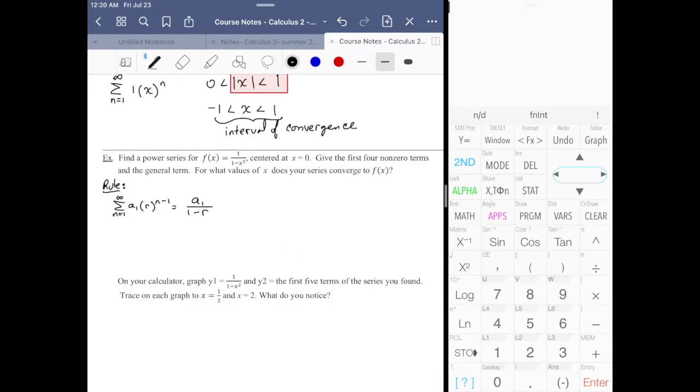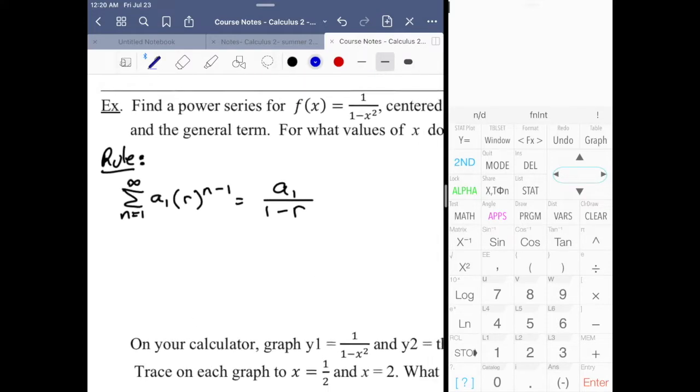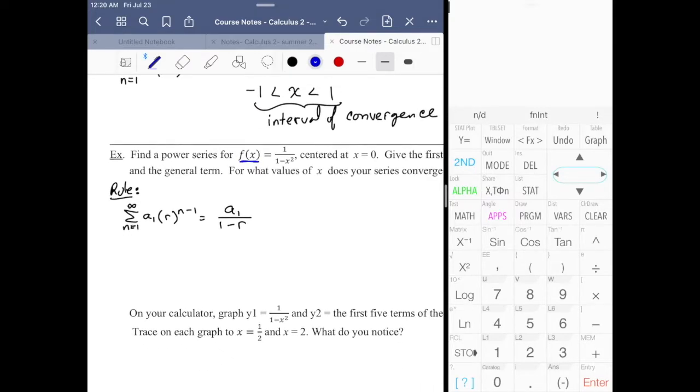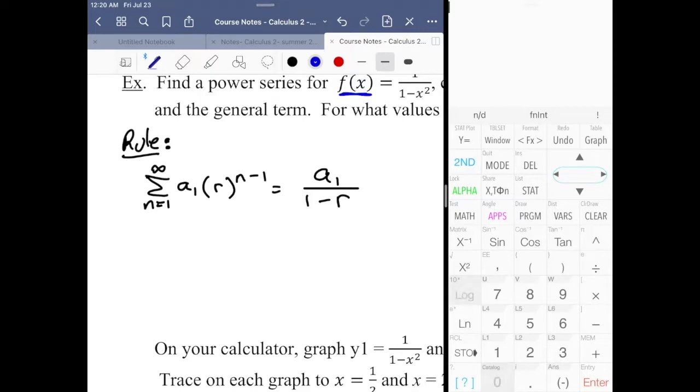Now, for the example that follows, I took the liberty of throwing the rule in here for the sum of the geometric series, and that is, if you have a properly formatted geometric series, the sum would be whatever the coefficient is divided by 1 minus the common ratio. Let's look at how this ties in here. It requires you to work backwards a little bit, but they're saying f of x is 1 over 1 minus x squared, centered at x equals 0. So 1 over 1 minus x squared follows the model.